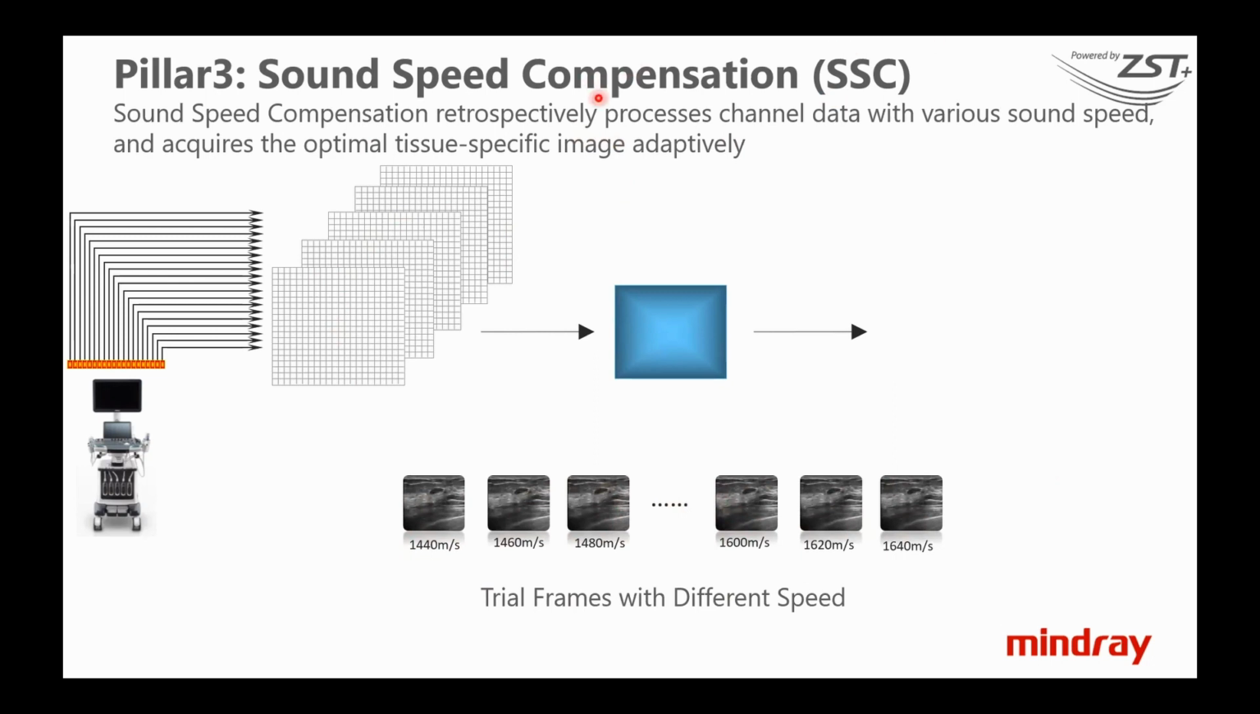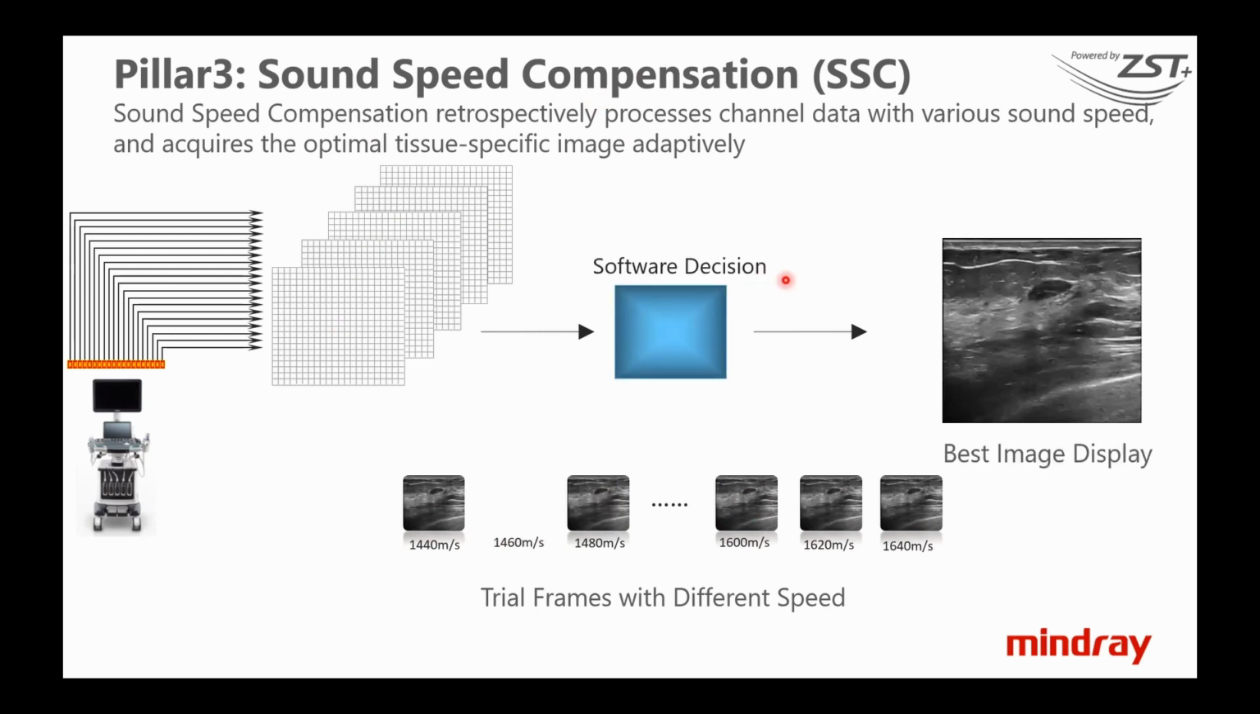For all machines, it's difficult to make a compensation. Then here we collect what is the software decision. The software can see which is the better image instead of the doctor, and gives the best image display in order to let the doctor make a deeper investigation.